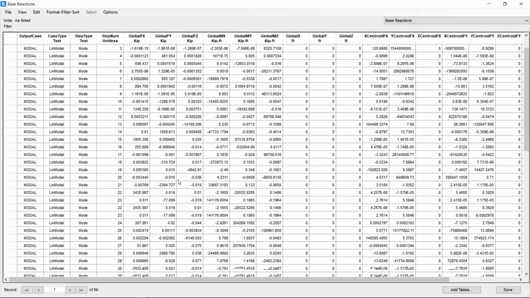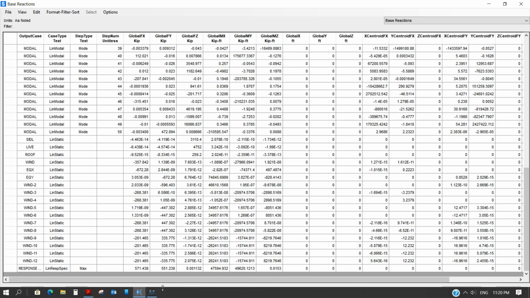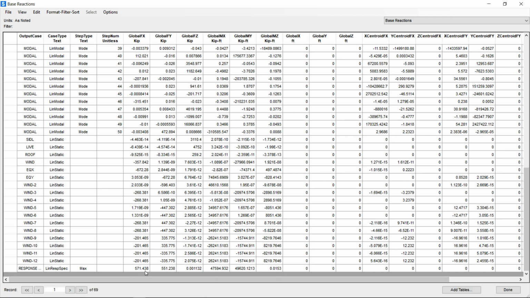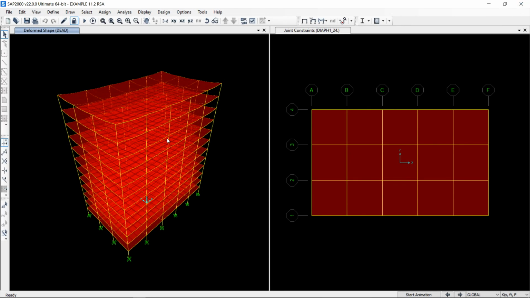So directly we will go to response load case. Now we can see this is 571.438 exactly in x direction, y direction a little bit lower, no problem. So that means now our response spectrum base shear is 85% of the equivalent lateral force method base shear. So this is the right way of performing response spectrum analysis by SAP 2000. Hopefully you will understand whatever I have done, you will appreciate whatever is done over here.